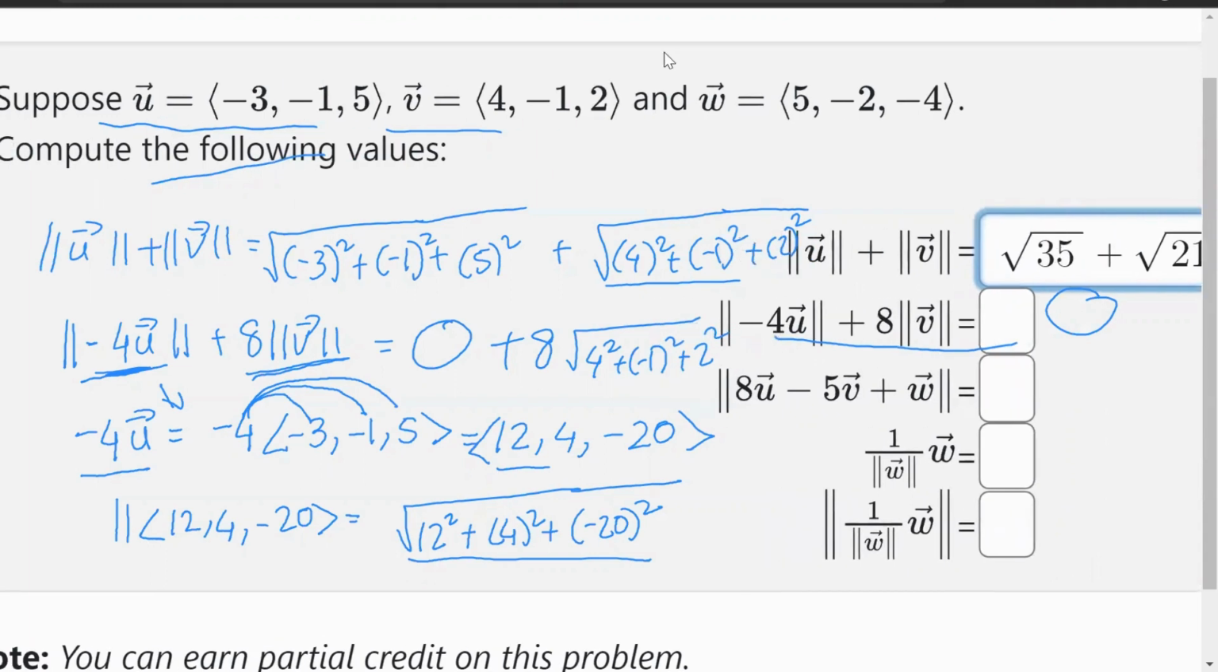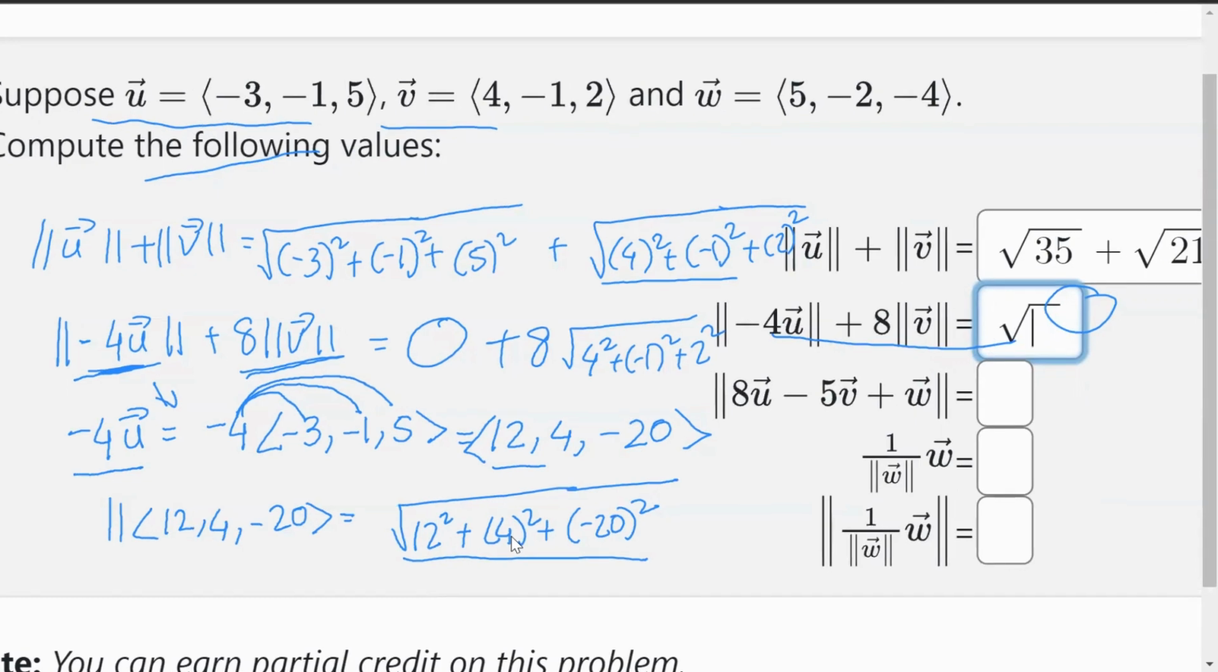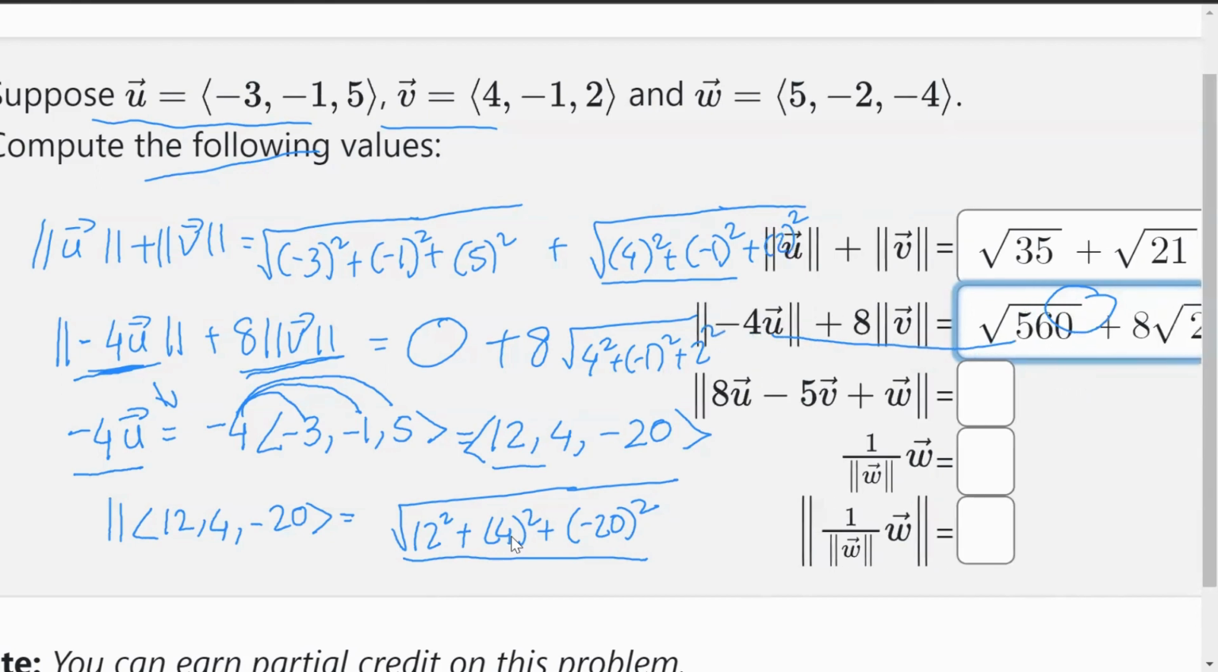For this one, I got square root of 12 square plus 4 square plus -20 square, so it's square root 560, plus what? I have 8 outside, and then it's my 4 square plus 1 square plus 2 square, so square root 21. Okay, let's do the next one.